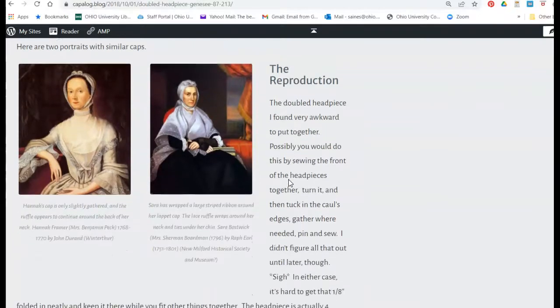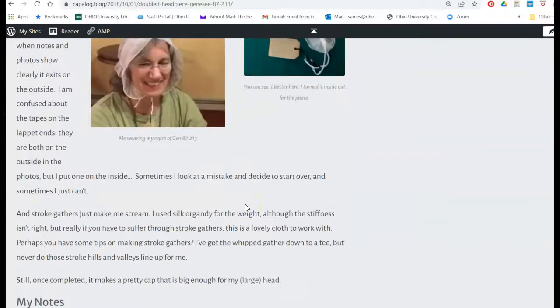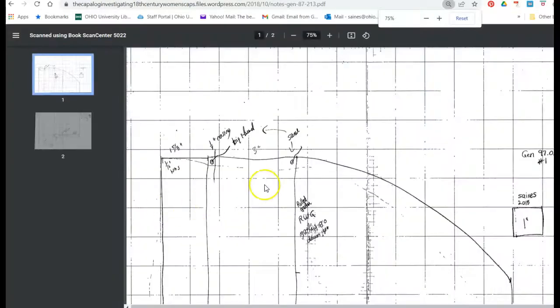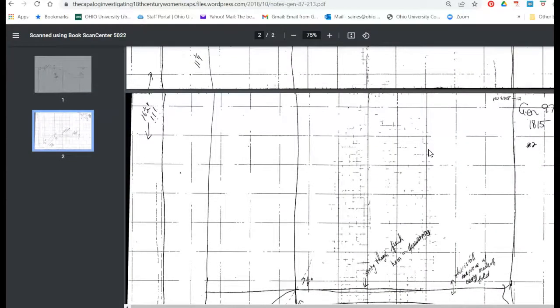I include a portrait or two of an American woman wearing a cap, very similar to the extant version. And then I talk about making a reproduction, and I show you my successes and my failures, and talk about the problems and intriguing pieces of each one, putting each one together. I include the notes, my original notes from when I was sitting in the museum. And if there's a pattern, I include that here too.